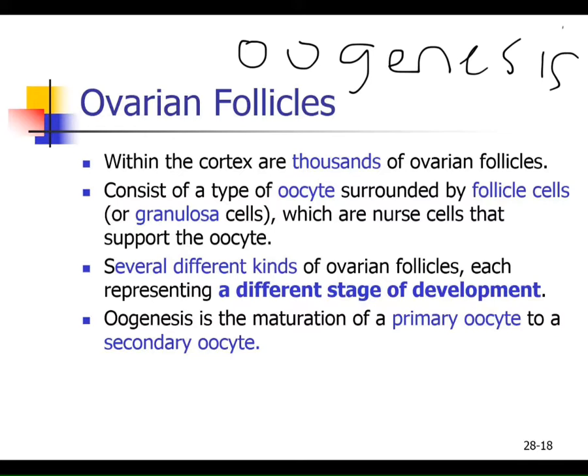That egg is now going to be surrounded by some helper cells or some follicular or follicle cells. And I always think of those as like being bubble wrap around a very precious thing. So you've got this egg surrounded by bubble wrap cells called follicle cells. And you can think of them as nursing or supportive cells.